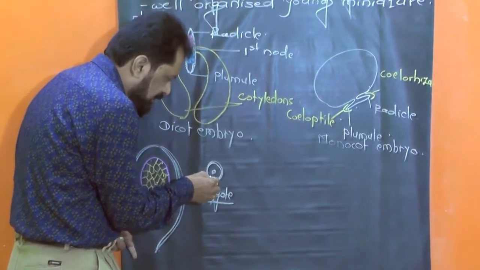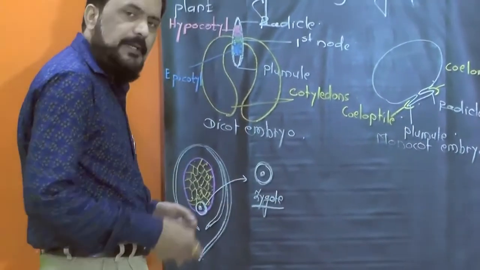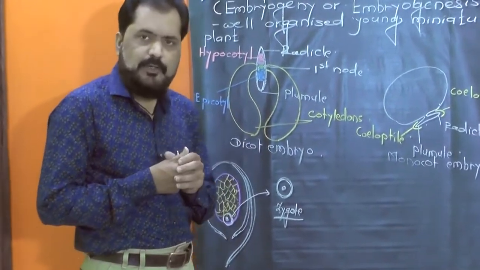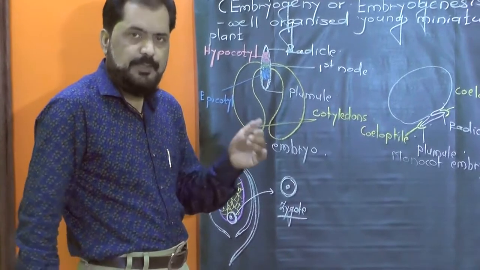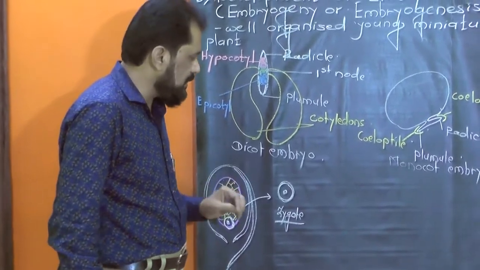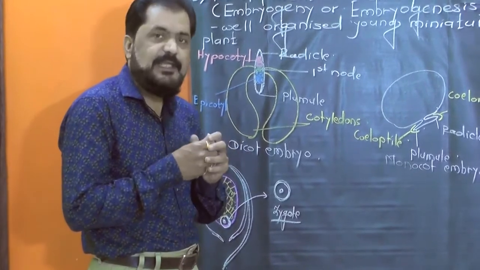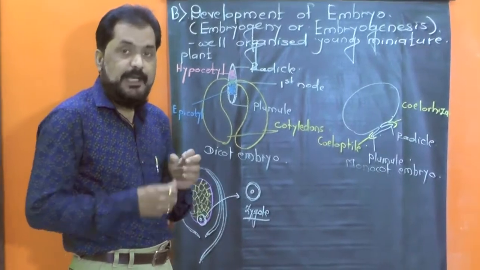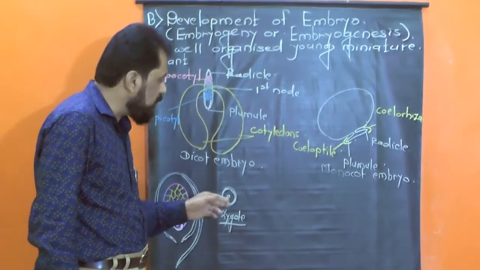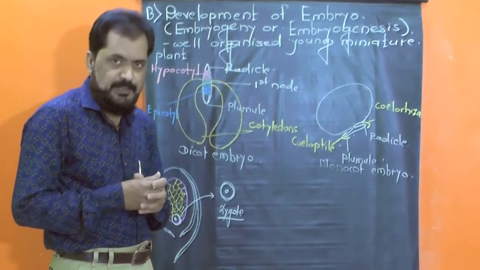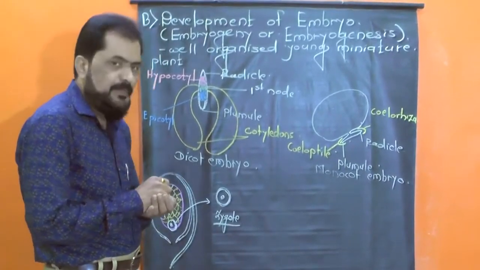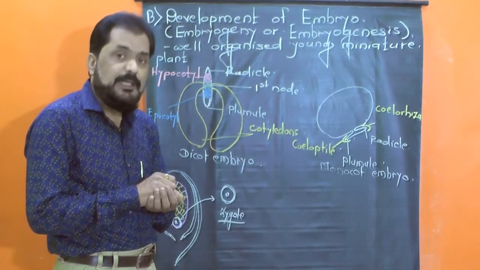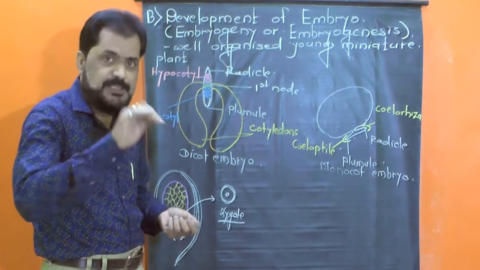I said that during the development of a typical dicotyledonous embryo, initially the zygote slightly enlarges in its size, and it secretes its own cellulosic cell wall around itself. Now the zygote divides mitotically and unequally by transverse division.